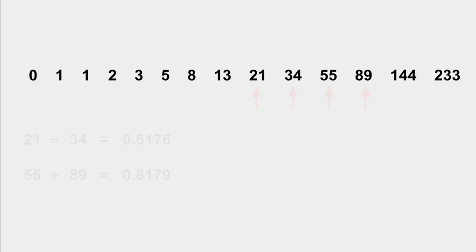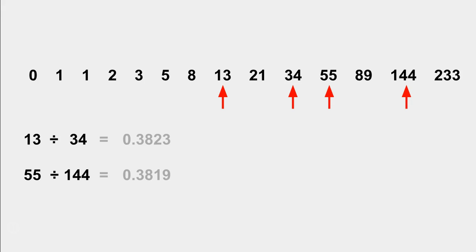If you take any number in the sequence after the first few and divide it by the number following the next number, you'll get 0.382. 13 divided by 34 or 55 divided by 144 both give answers of 0.382.